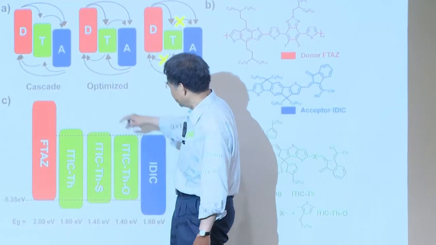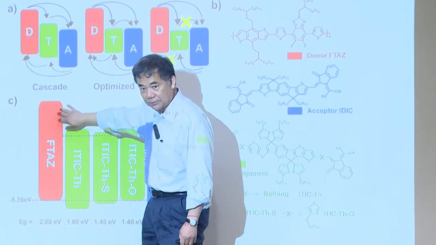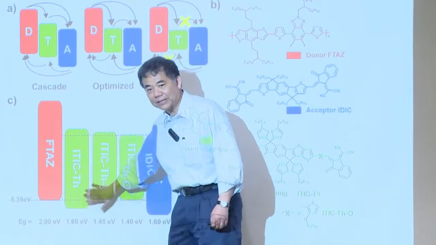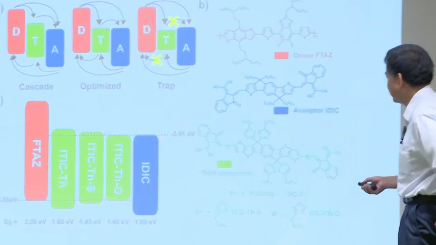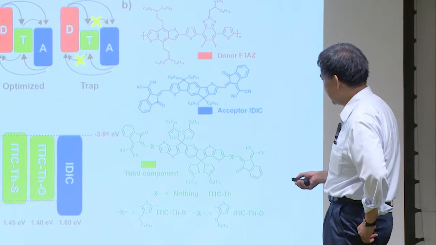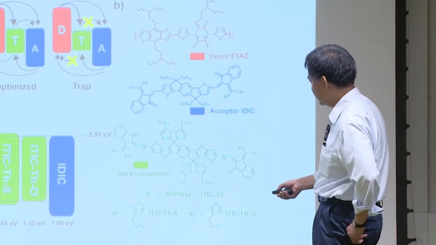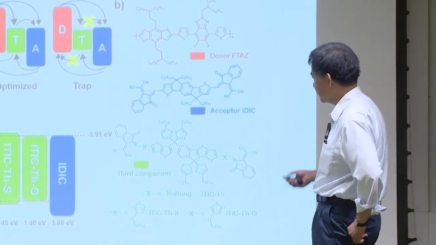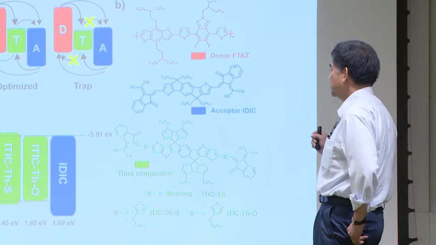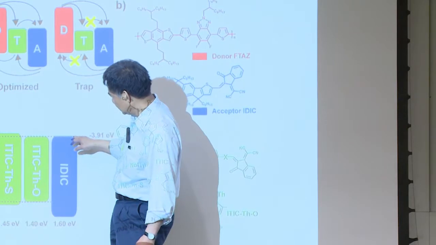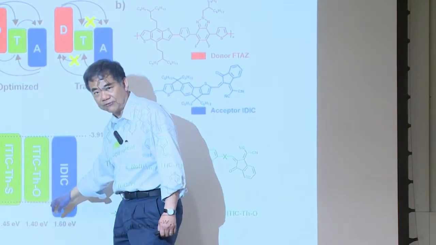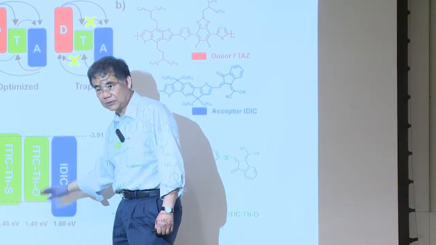So I want you to think about this is donor, this is acceptor. Don't worry about the middle guy. Okay. So a donor acceptor system, very nice. You have 3.91 eV, 5.353 eV here. Good. Now the problem is these two lines, the dark lines, determine the maximum VOC one can have.